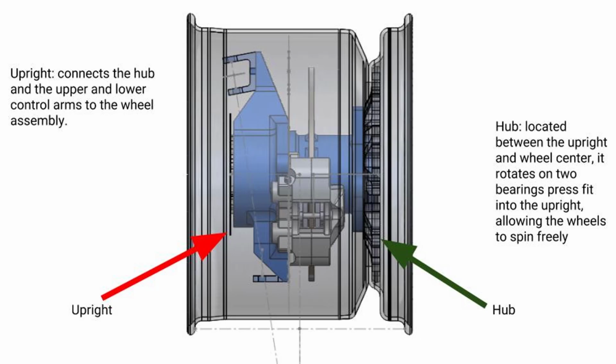The upright is a component of the automotive suspension, which houses the hub, which is affixed to the rim and tire. The upright and hub are pictured here in blue, the rim outlining in gray, and the brake disc and caliper in gray in the center.